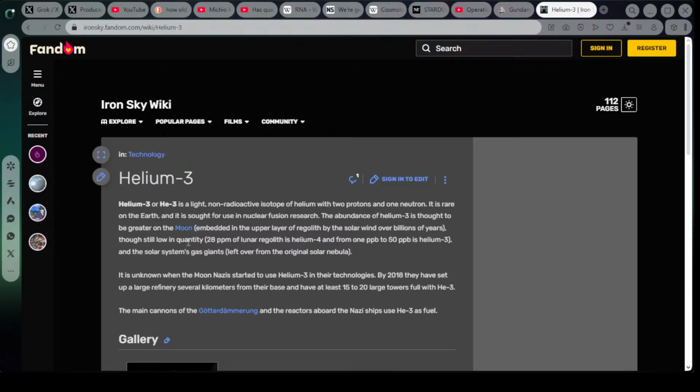Though still in low quantity, 28 parts per million of lunar regolith is helium-4, and from 1 part per billion to 50 parts per billion is helium-3. And the solar system gas giants, so Jupiter, right? The main cannons of the Gundam and its reactors aboard the Nazi ship use helium-3 as fuel.